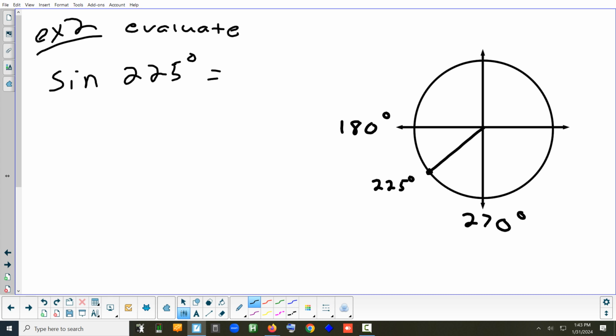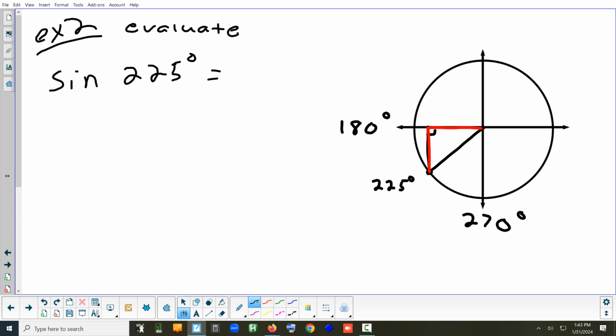So we could make a triangle out of it. And we have to figure out how long this side is and how long that side is. What kind of triangle is this? The 45-45 or the 30-60? 45. It's the 45-45 because the angle we're working with is a multiple of 45. It's not a multiple of 30.